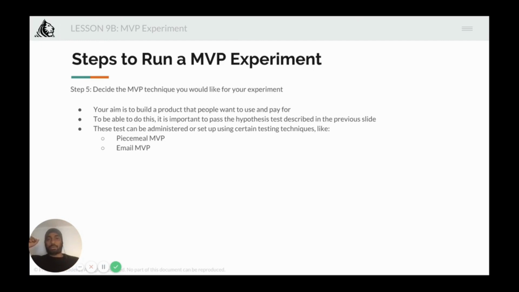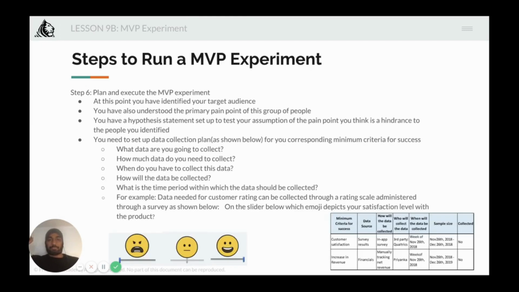Okay, there are many such examples. We are just talking about two of them. For example, piecemeal or email MVP, and so on. We will be talking about them.